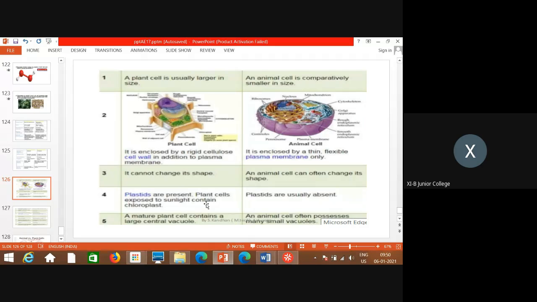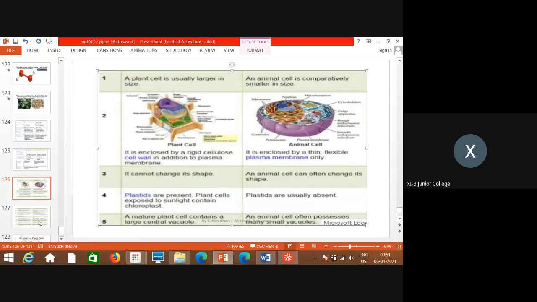Plastids are present in plant cells, which are meant for different purposes, for example, chloroplast for photosynthesis. Such types of plastids are absent in animal cells. Then a mature plant cell contains a large central vacuole. That means the vacuole is larger, and though few in number, its size is large in plant cells, whereas animal cells possess many but very small vacuoles. So these are a few basic differences between the plant cell and animal cell.